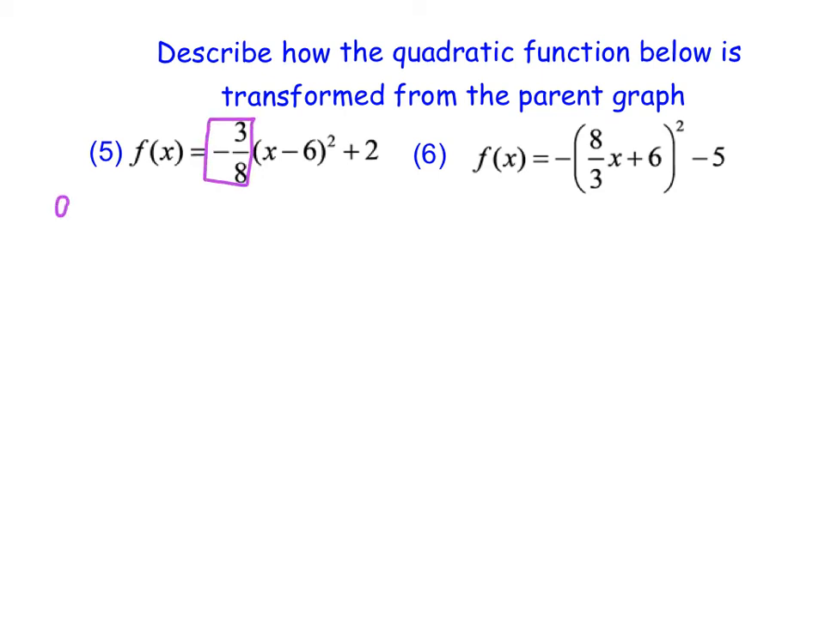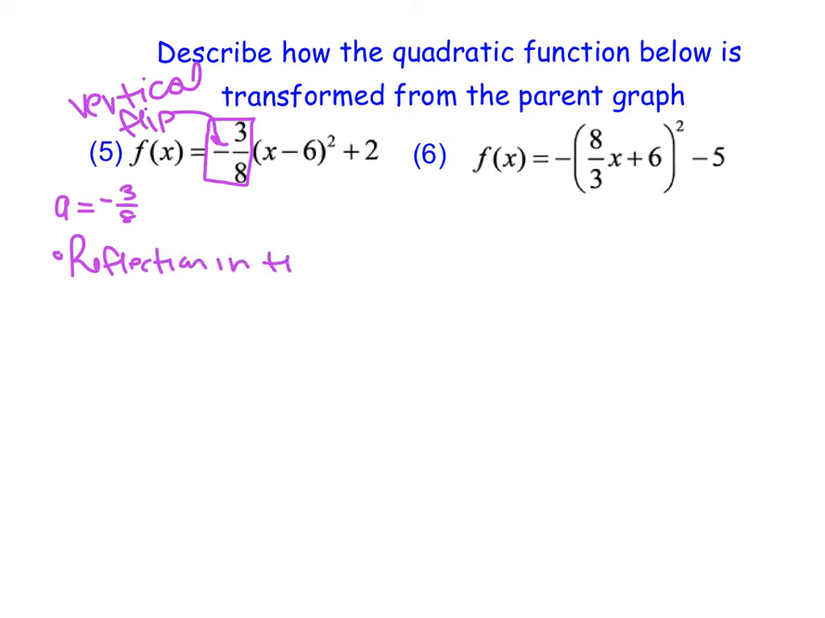I see that that is my a value. My a value is equal to -3/8. And we know that that negative value here is going to be a vertical flip of the graph. So if we think about which axis we're flipping over, that's going to be a reflection in the x-axis because that's how we vertically flip. Then that 3/8 is less than 1, so that particular value is going to vertically shrink the graph by a factor of 3/8. So it's going to make it 3/8 as tall. So it's going to vertically shrink by a factor of 3/8.